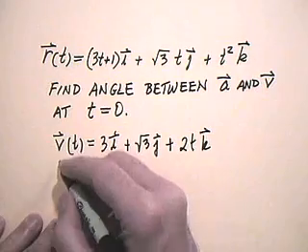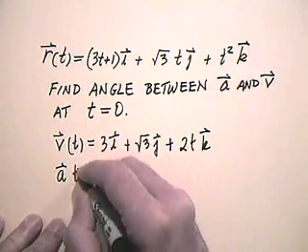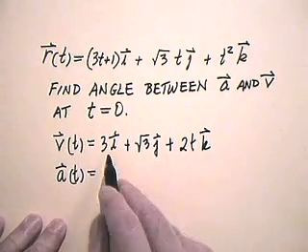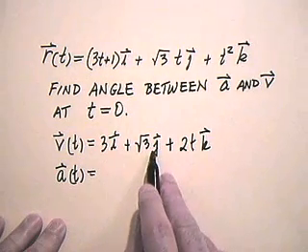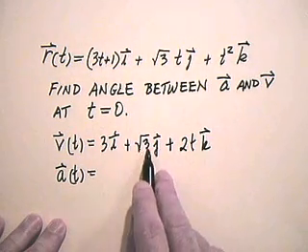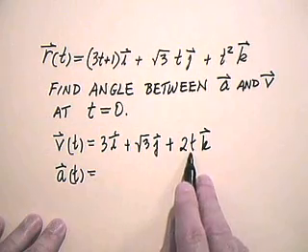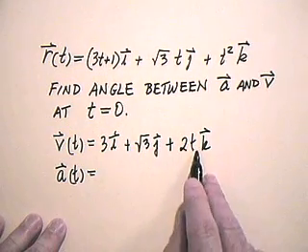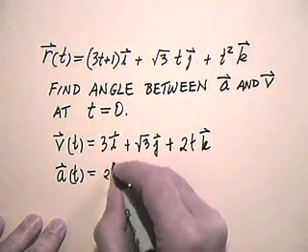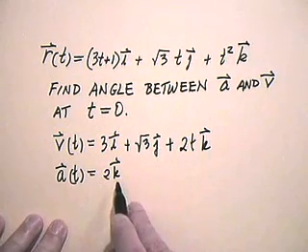Now the acceleration is the derivative of velocity, so the acceleration at time t, well, the first and second components, notice they're all constant, so that's a big constant vector. Its derivative is 0. Derivative of 2t k is simply 2k. So there's our acceleration vector.